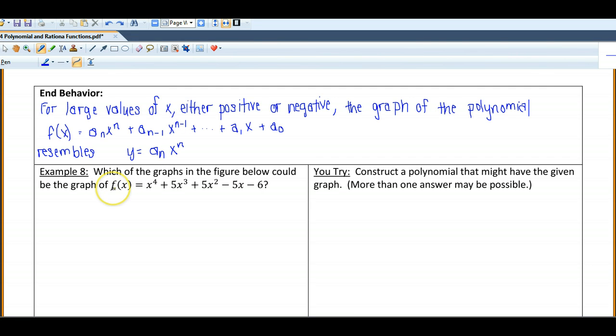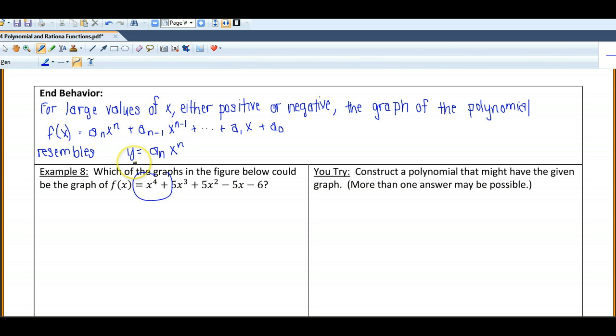For large values of x, either positive or negative, the graph of the polynomial f of x equals a sub n x to the n plus etc., all the way down to a naught, resembles y equals a sub n times x to the n power. So what this is saying is the ends of the graph. For example, if you were to graph this function on your calculator, the middle of the graph could be all kinds of things, but the ends of the graph are going to look exactly like this graph here.